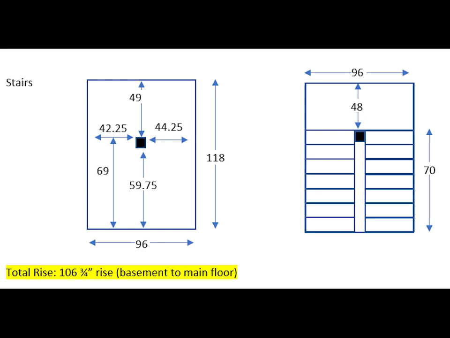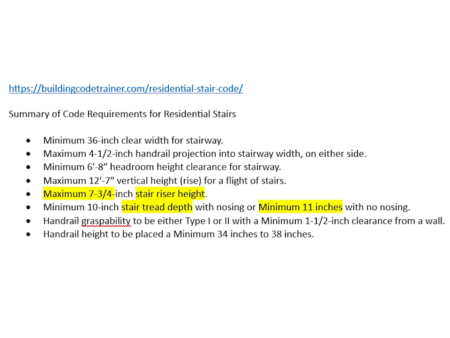I elected to simply count each landing as a stair. I then opted to ensure no variance in rise and run all the way between each floor. The stairs going to the upstairs, though, are independent in rise and run from the stairs going to the basement. Here is a summary of code requirements for residential stairs.